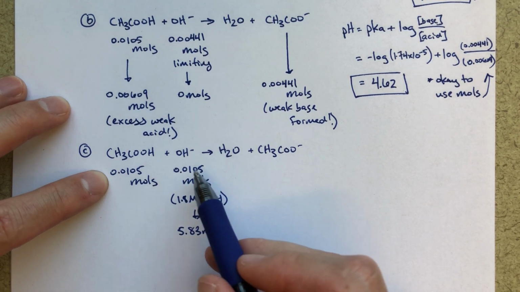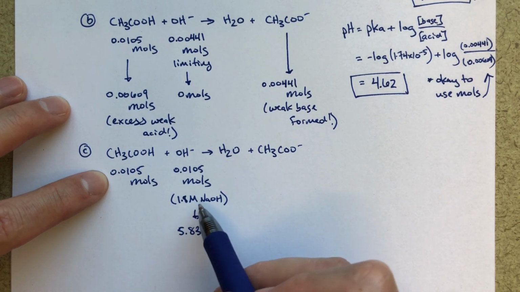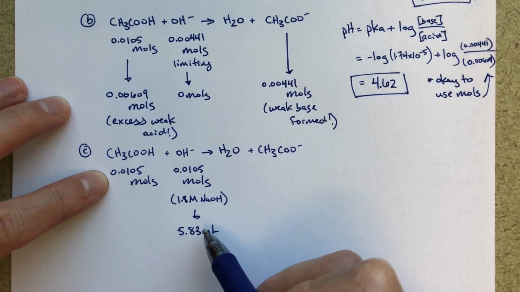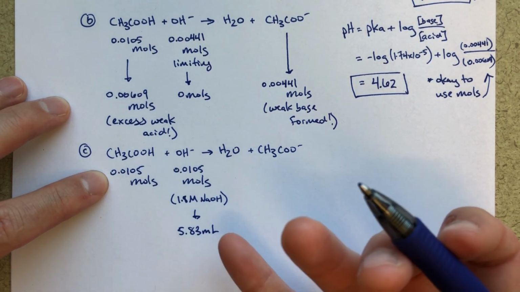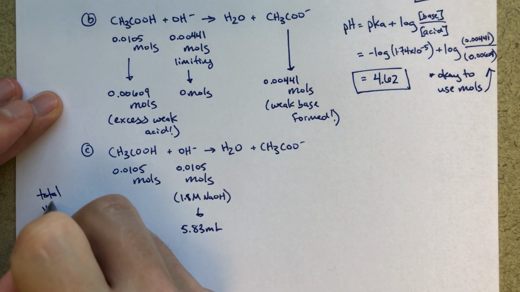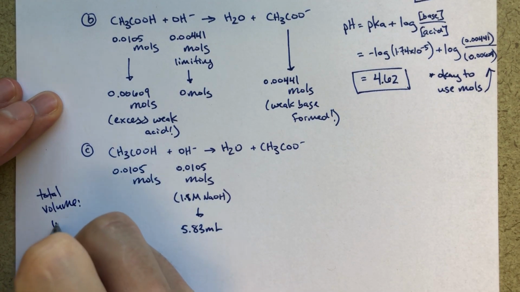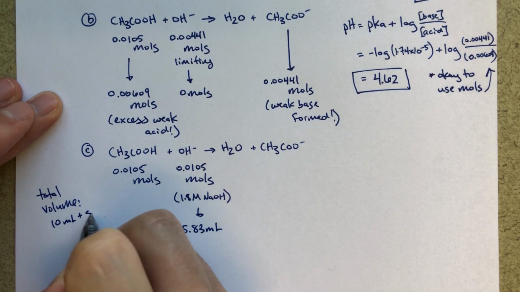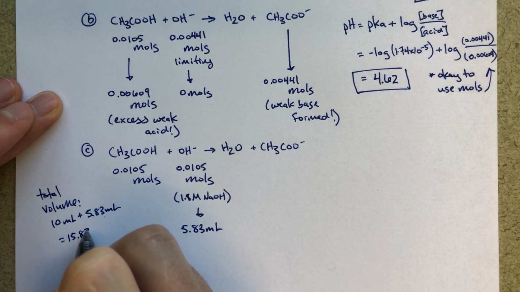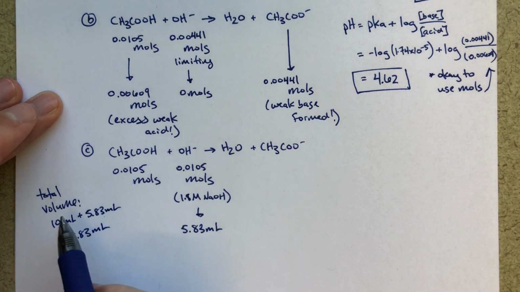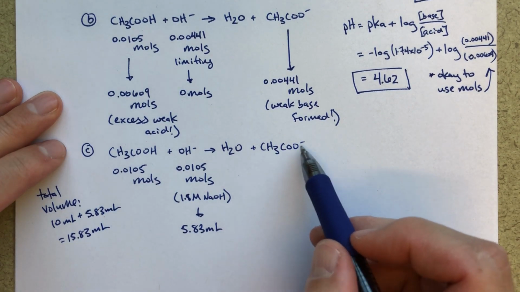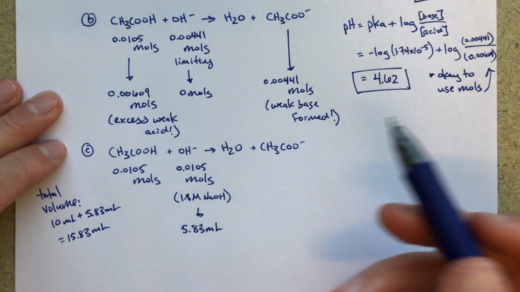So, take this number of moles, divide by this molarity, you're basically using it as a conversion factor to get to what volume of sodium hydroxide you need to add in order to get to that equivalence point. Therefore, we can say that the total volume will be that 10 milliliters plus the 5.83 milliliters equals 15.83 milliliters for this solution in part C. And that's going to be important because that's going to give us the molarity of our weak base that's formed.